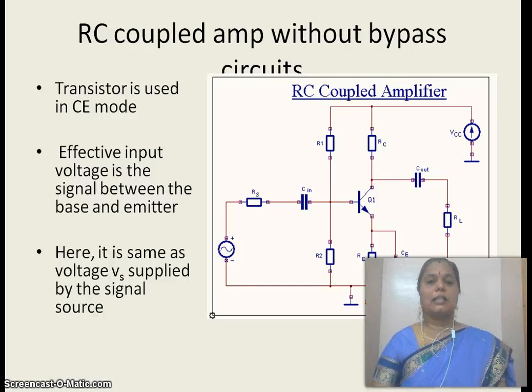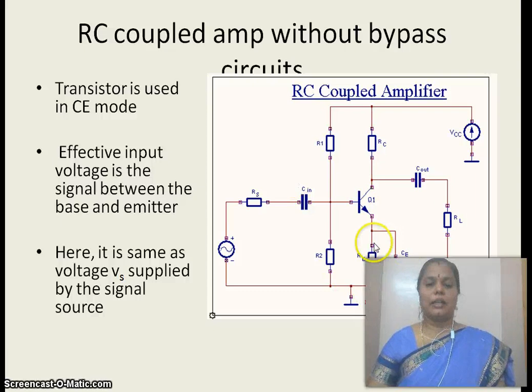feedback. The first thing is the RC coupled amplifier. And what do we mean by RC? R stands for resistance and C for capacitance, which are used to couple the different stages in the amplifiers. This is a single stage amplifier. We can increase the stages just by coupling with the help of R and C.